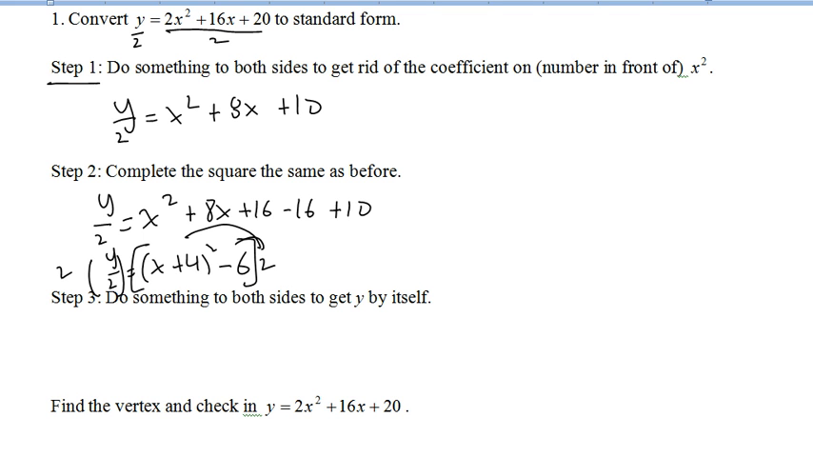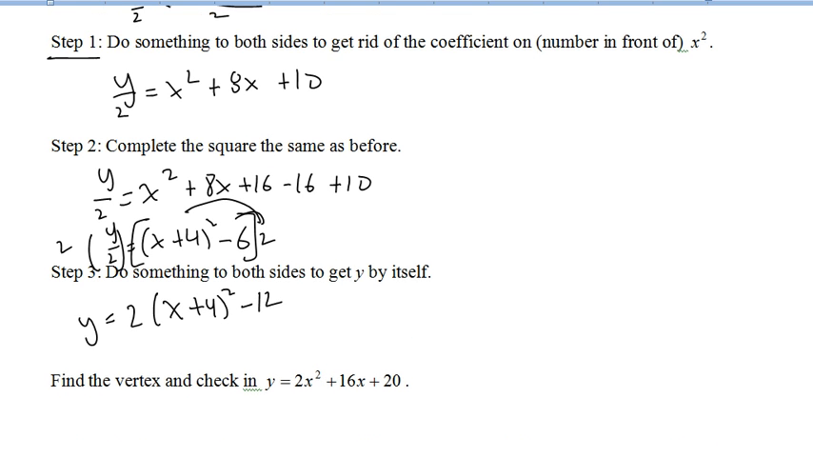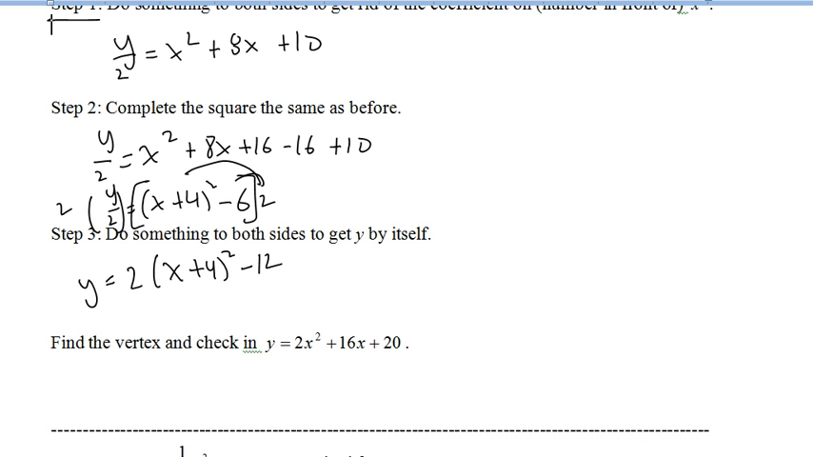So y over 2 times 2 is just y. 2 times x plus 4 squared is just that. The 2 just sits on the outside. And negative 6 times 2 will be negative 12. Okay, there are 2 things we need to check here. One is that this number and this number are the same. They're always going to be the same number, because we divide by 2, multiply the 2 back, and it's always going to end up there.